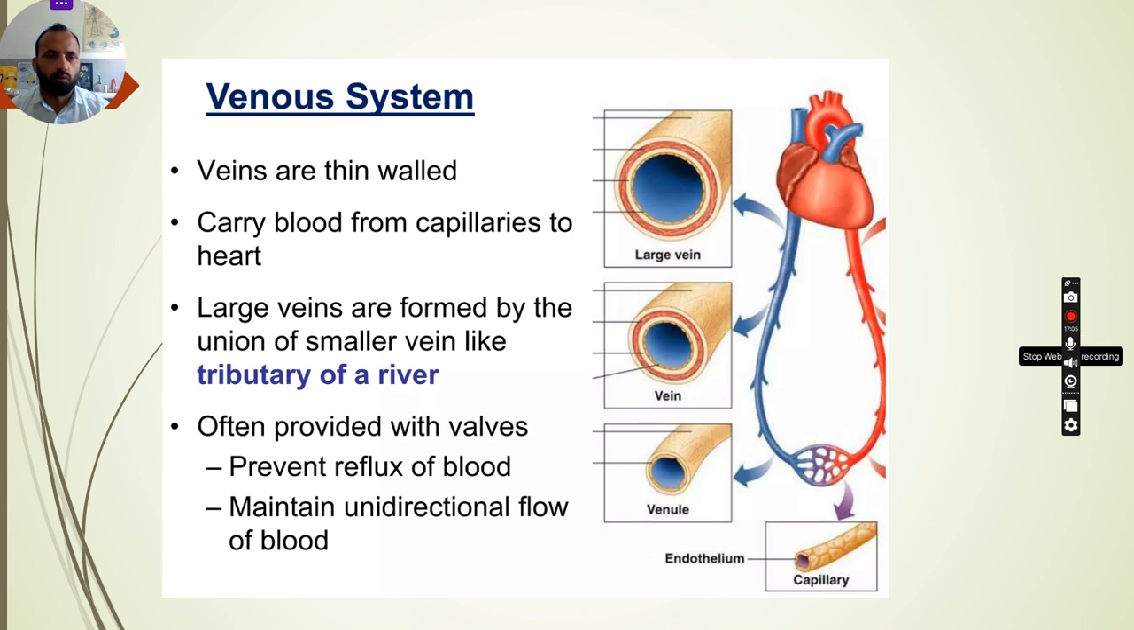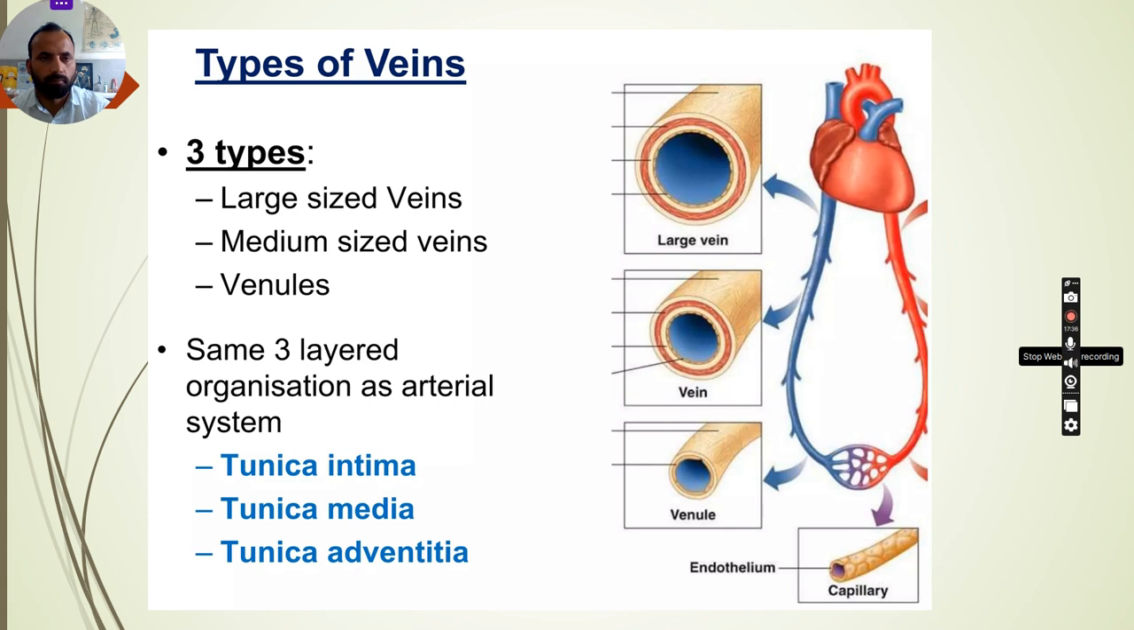So coming to the venous system, basically the thin walled. As we already discussed, there is a difference between the vein and the artery in the three layers, and usually they will carry the blood from the capillaries towards the heart. These large veins basically are formed by the smaller veins, like the tributaries of a river. And besides these veins, they will be supplied by the valves which will prevent the backflow of the blood. That means there will be the unidirectional flow of the blood towards the heart.